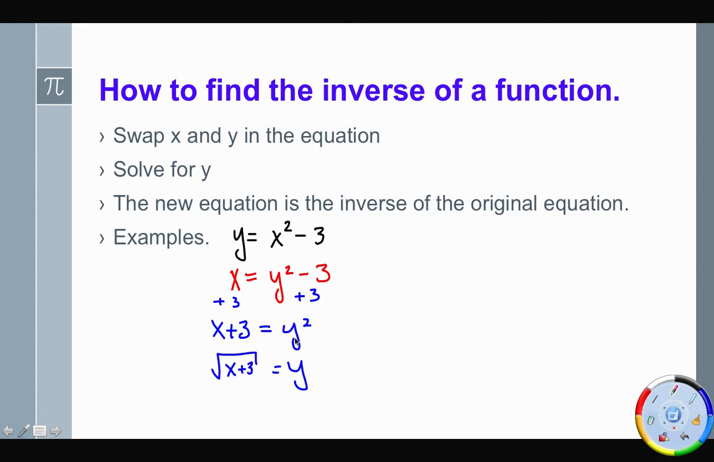And what we need to remember is that when we take the square root of both sides, we get both a plus and a minus to represent the inverse. So this is not actually a function, because it's actually two separate equations. We have the positive square root and the negative square root. But we did just find the inverse. So the inverse is plus or minus the square root of x plus 3.